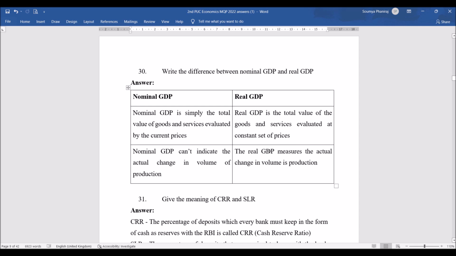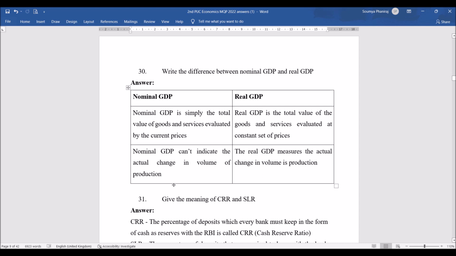Usually the first difference will be the meaning. In any 2 marks question, if it is asked, meaning itself becomes the first difference. Here, the second difference, we have discussed, is what it measures. Nominal GDP cannot measure the actual change in volume of production, but the real GDP measures the actual change in volume of production.